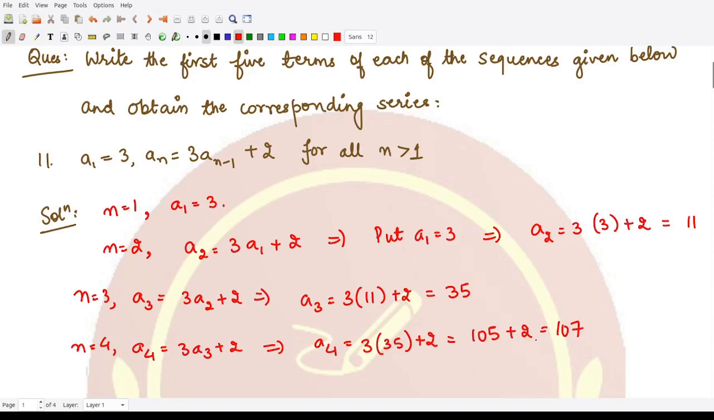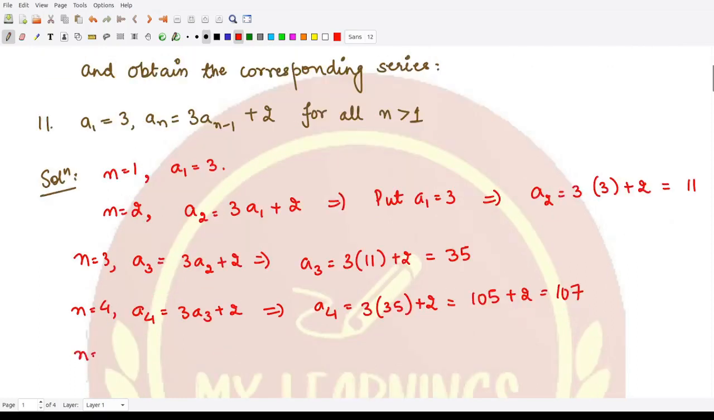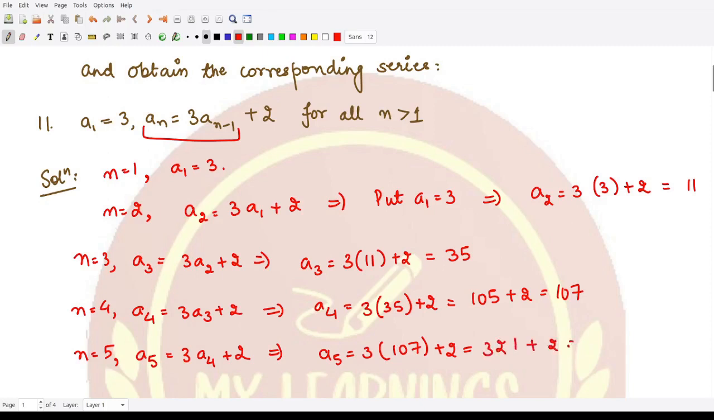For the fifth term, we need to substitute n equal to 5. So we need to put the value a5 here. We need to put n equal to 5 in the general term, so that we have 3 times a4 plus 2. So this gives us a5, that is equal to 3 times, now a4 is 107, so 3 times 107 plus 2. Now we need to solve this one, right? So we have 321 plus 2, which is 323, right? So our answer here is 323.